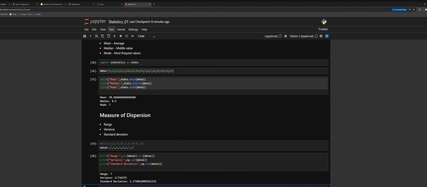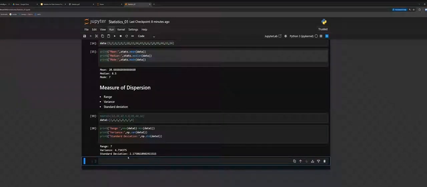Okay, and variance you can see 4.7 is the variance from the data point. And what is the standard deviation is 2.17, your standard deviation from your mean. So each data point that is falling.